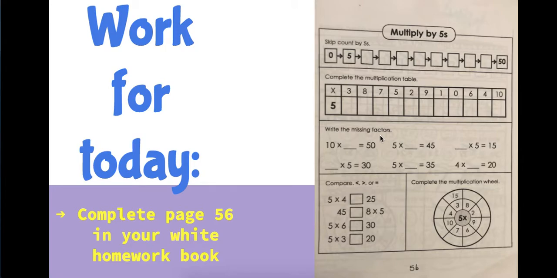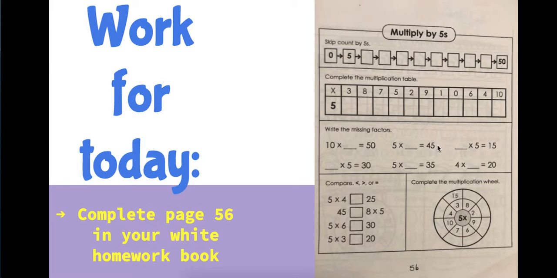Now we're going to fill in the missing numbers or the missing factors. So again, boys and girls, we did this in our white homework book last week as well. 10 times what is 50? So you can count in 5s till you get to 50 and then see how many fingers you're holding. That would be your answer. Okay, 5 times what is 45? Again, counting in 5s on your fingers and then see how many fingers you have up when you hear the number.